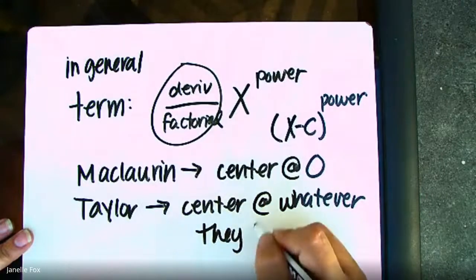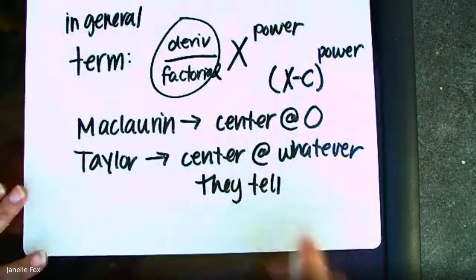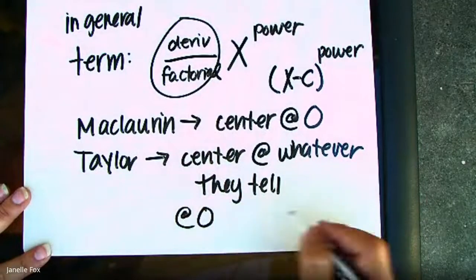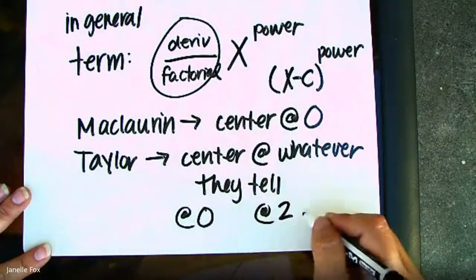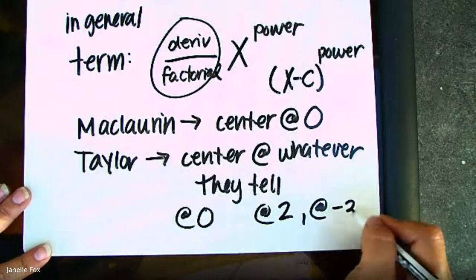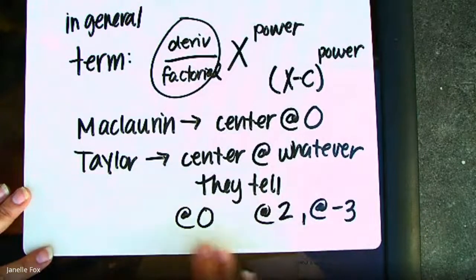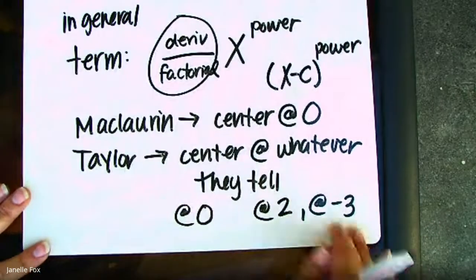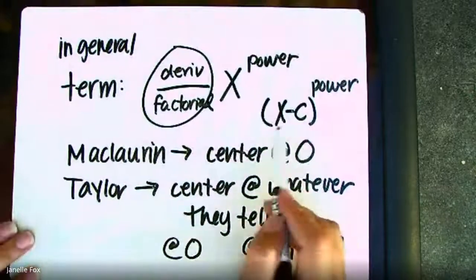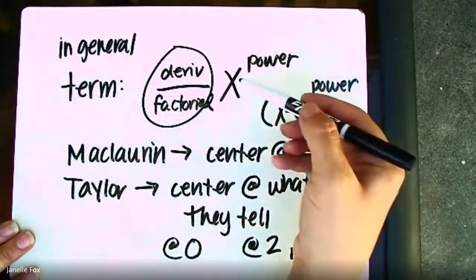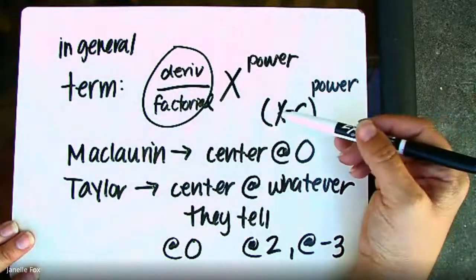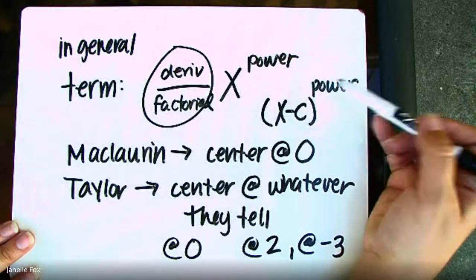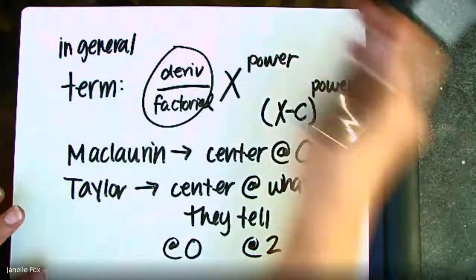Maybe it's going to be at 0. Sometimes they'll say it's at 0 and you'll be like, okay, great. Sometimes they'll say it's at 2, or at -3 or whatever it is. Whatever the center is, that's what you do for the term. So each term for the x's may end up just being x to whatever the power is, or it may end up being x minus 2 to the power. It just depends on where the center is.